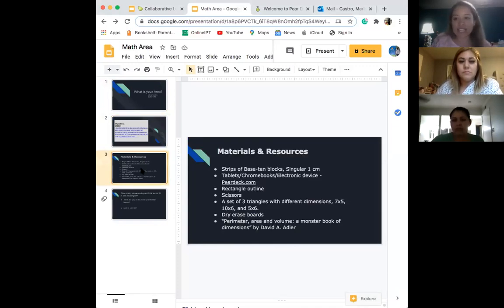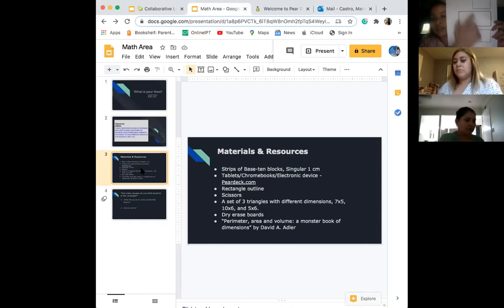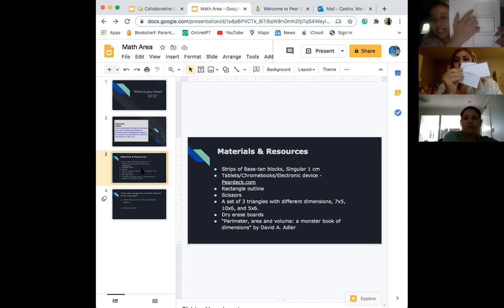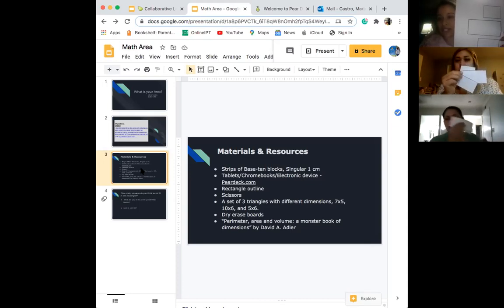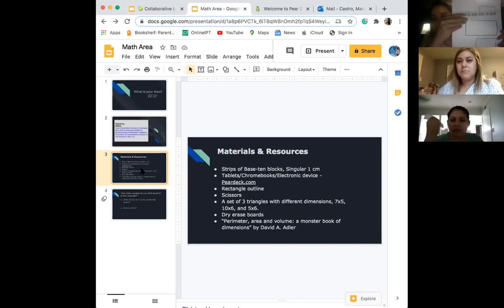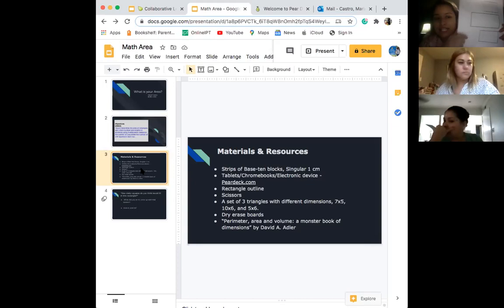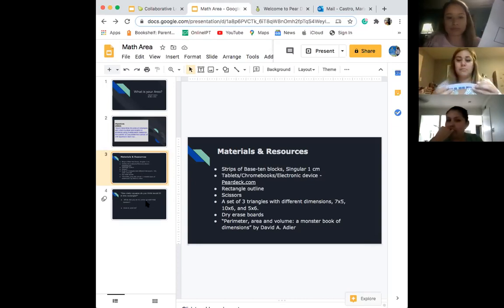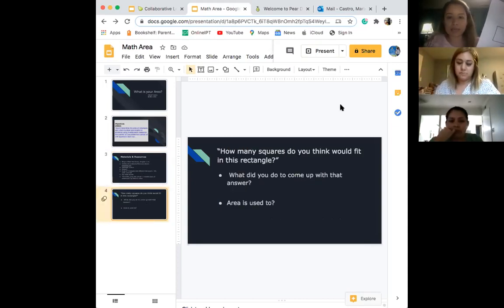I'm not sure if you got the email for the material, so we're going to be using these three rectangles that I'm showing you, and I have our little 10 strips, if you have them. This is going to be rectangle number 1, 2, and 3.